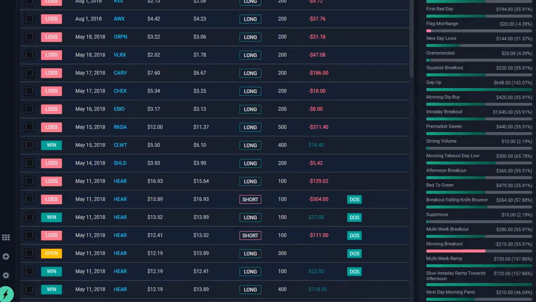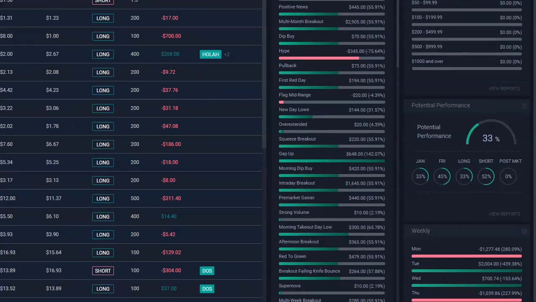Hi there. So I'm just going to explain here how you can use the trade management and the potential performance. Okay. So here we have three different things. Potential performance. We built this feature because as traders, we used to ask on a trading day, what are my winning chances right now?